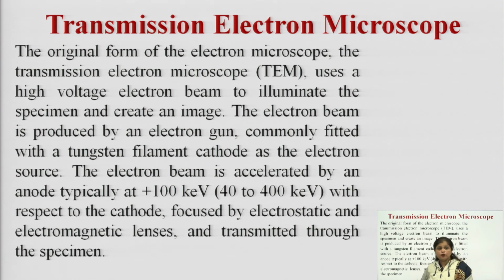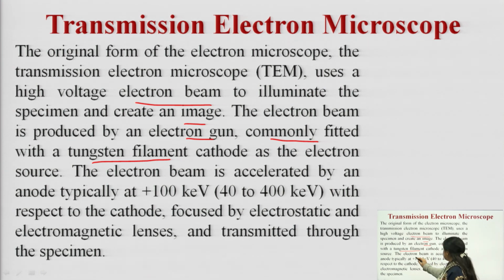Whatever electron beam you are passing will not directly generate the backscattered electrons or X-ray emission, but the whole electron beam will illuminate the specimen and create an image. The electron beam is produced by an electron gun, commonly fitted with a tungsten filament. It will pass through the specimen. It will not remain just on the surface, it will pass through the specimen.